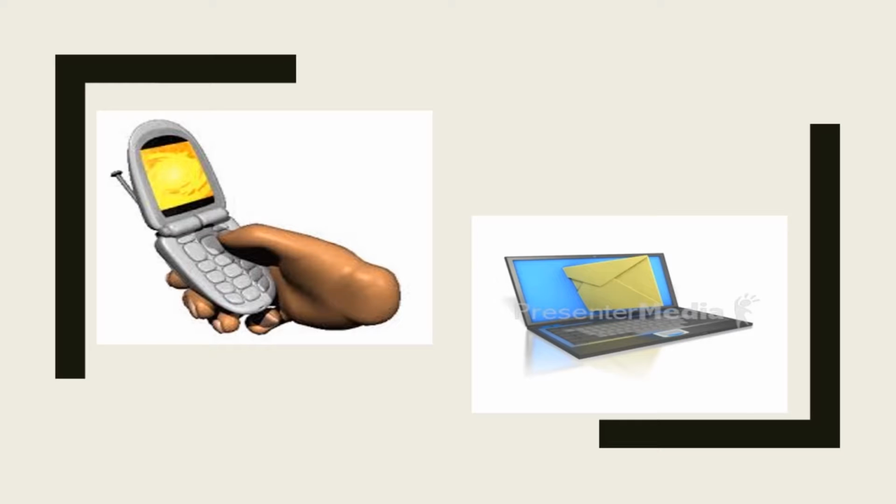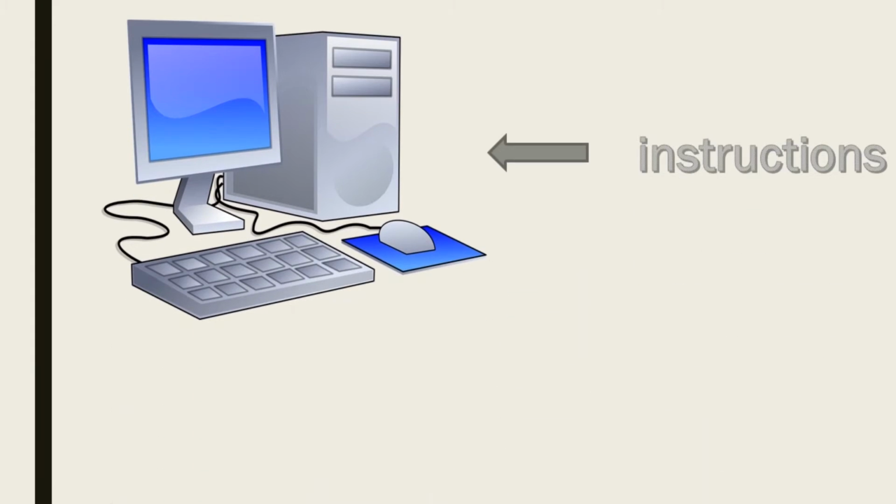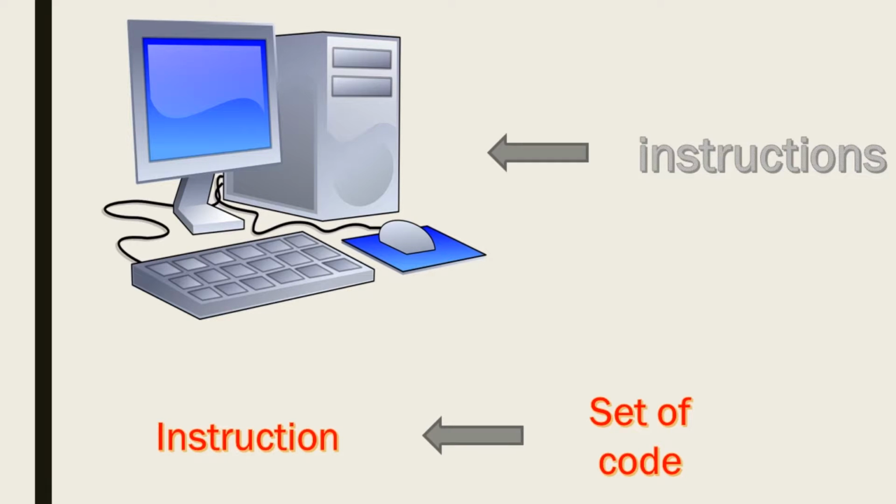This brings us to another interesting question. How do these devices work in order to achieve the task intended? Well, the answer is very simple. Basically, instructions are given to these devices. By definition, an instruction is a code that tells a computer to perform a particular task. These instructions direct the computer the order in which to execute a particular task.